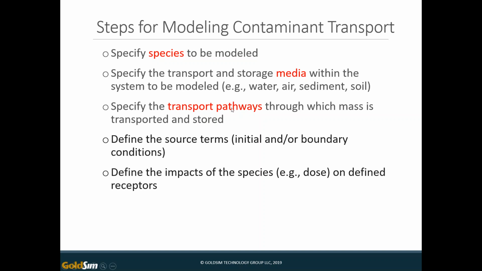Obviously, in order to build any kind of contaminant transfer model, we have to put mass into the model, so we can define some source terms, some initial and boundary conditions. And finally, once we do all this, these steps are basically going to produce masses at different locations, concentrations at different locations. In many cases, that's all we need, but in some cases, we may actually need to convert those to impacts.